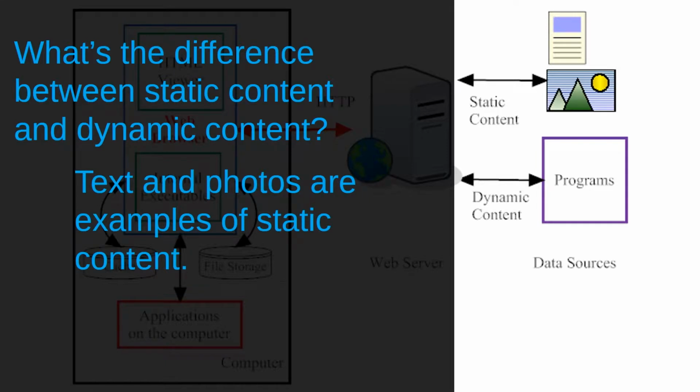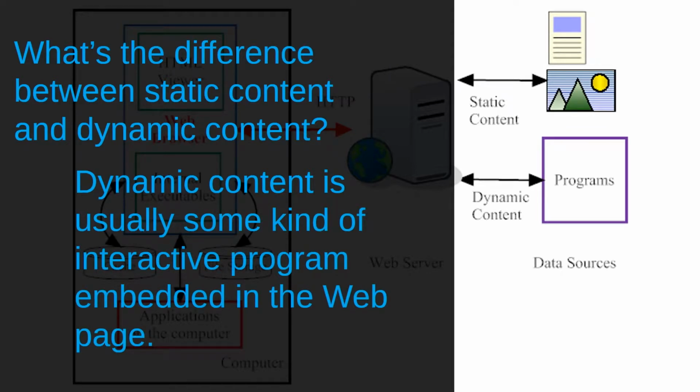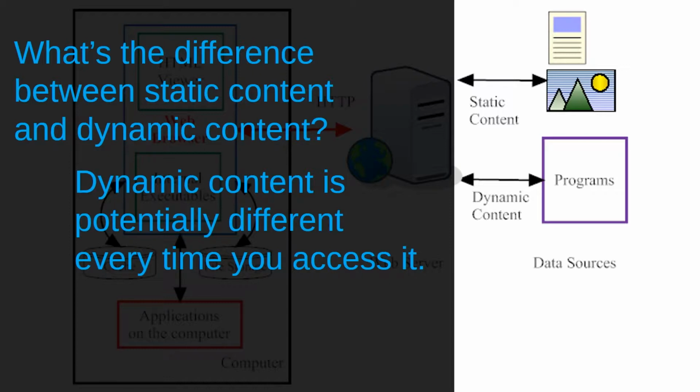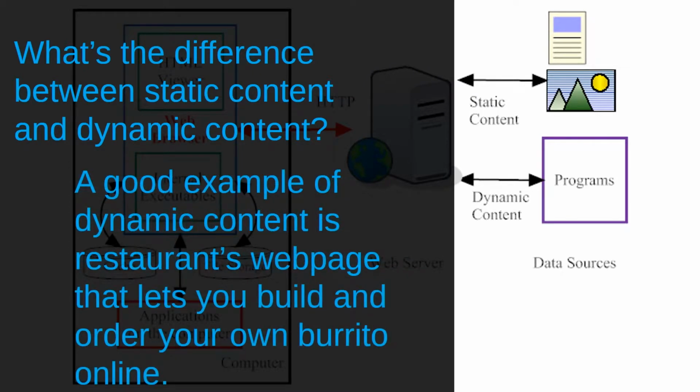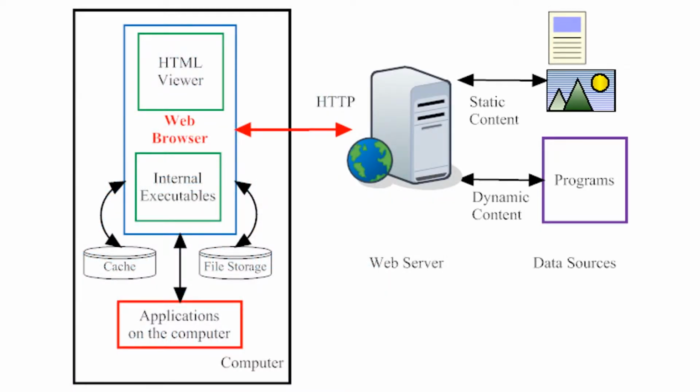Text and photos are examples of static content. Text and photos are often meant to stay the same for every user who accesses them. Dynamic content, on the other hand, is interactive. It's usually some kind of interactive program embedded in the web page. Because it's interactive, dynamic content is potentially different each time you access it. A good example of dynamic content is a restaurant's web page that lets you build and order your own burrito online. Okay, that illustration gives you an idea of how your web browser interacts with web pages.